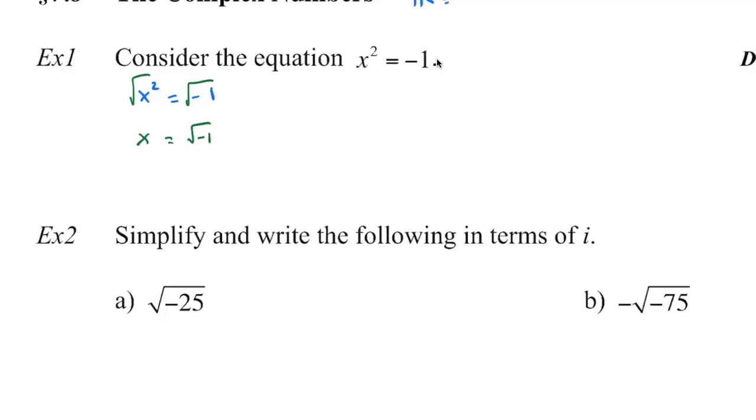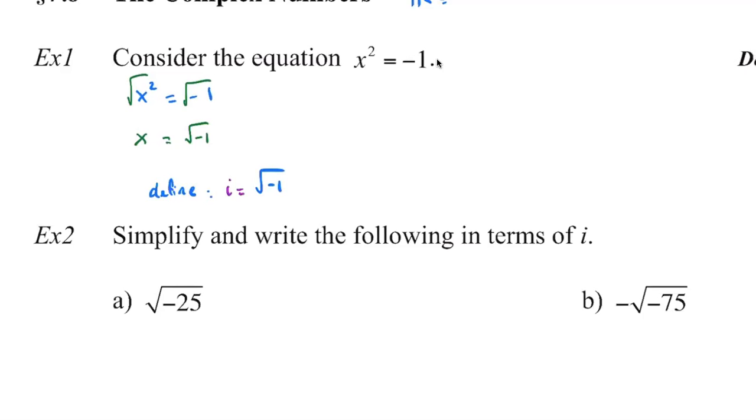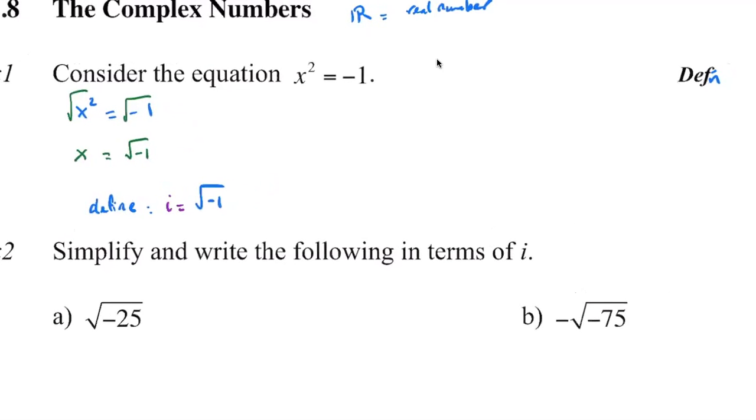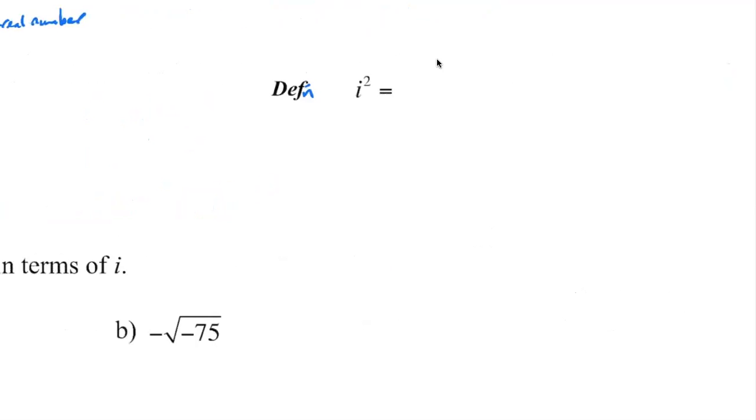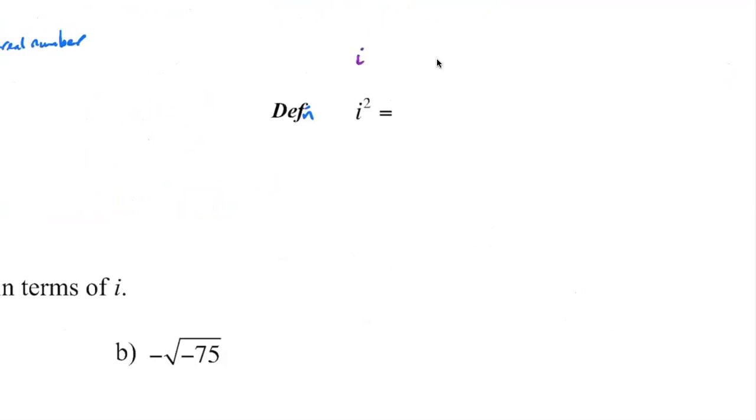We say, okay, we don't know what this is in real numbers, so let's go ahead and define this as square root of -1. Let's call that some number that we don't know a letter. Let's call that i. i stands for imaginary numbers. So from that definition, i is square root of -1.